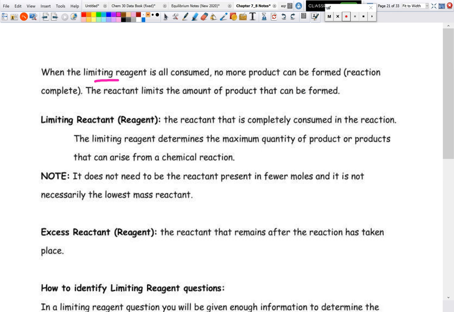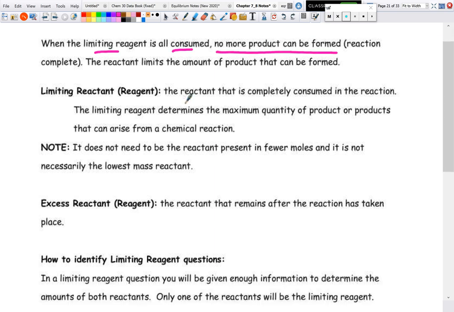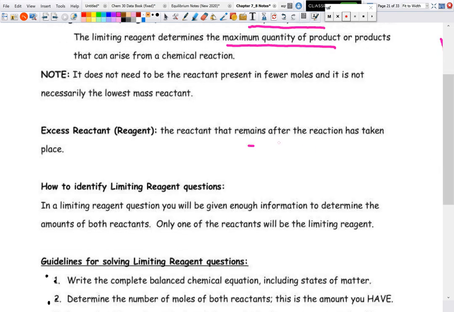When the limiting reagent is consumed, no more products can be formed, so the reaction is going to stop. The definition of a limiting reagent is right here: it's the reactant or reagent that is completely consumed in a reaction. The limiting reagent determines the maximum quantity of the product or products that can be formed, because as soon as it is used up, the reaction stops. However much product we had formed, we can't get any more. And the excess is the reagent that remains after the reaction has taken place.